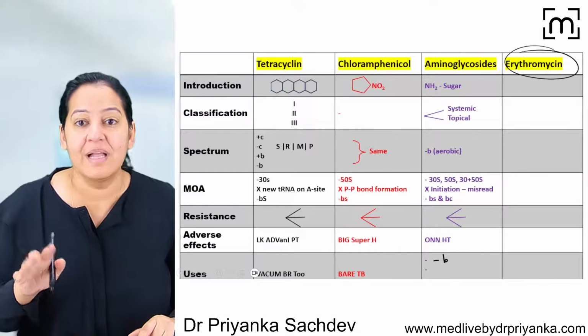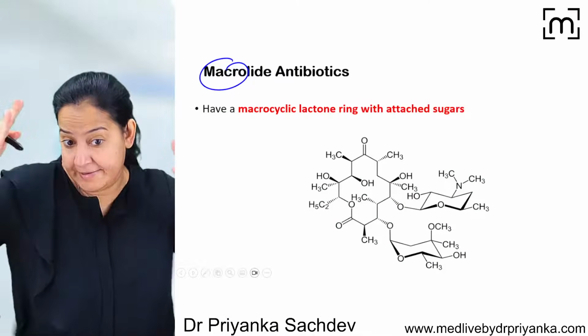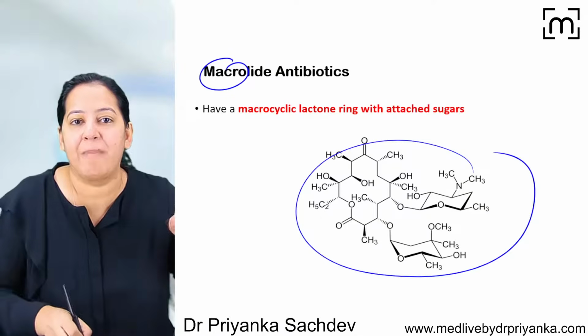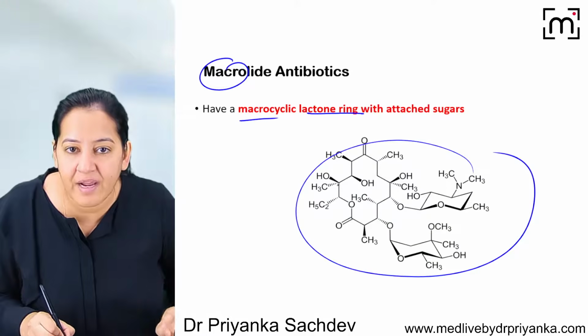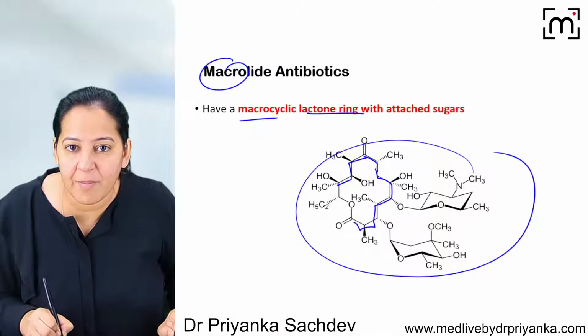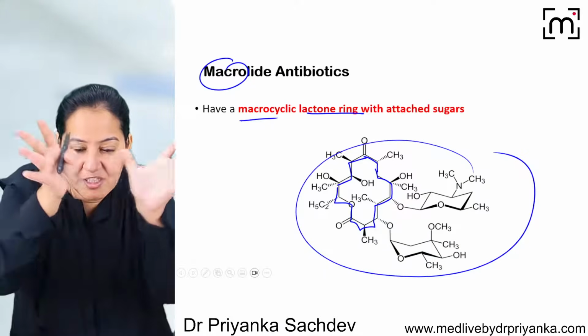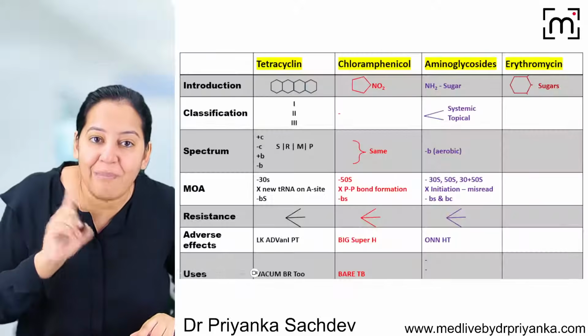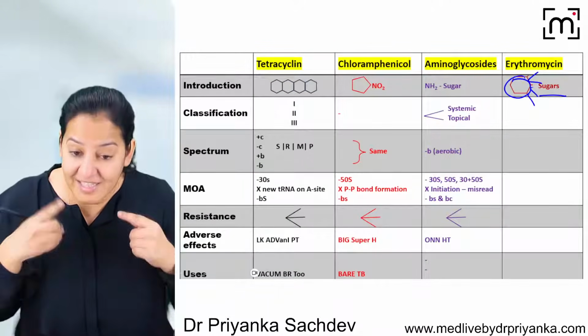Coming on erythromycin. Erythromycin is one of the macrolides. What do you mean by macro? Macro means big. So here the ring is very big. Macrolactone ring is there with multiple attached sugars. Can you see the ring? It's not a benzene. Benzene is a 6-carbon ring. It's multiple carbon. Can you see the big ring at the center and the multiple sugars attached? So it is known as macrolide because it is a big ring with multiple sugars attached. That is the meaning of the macrolide.